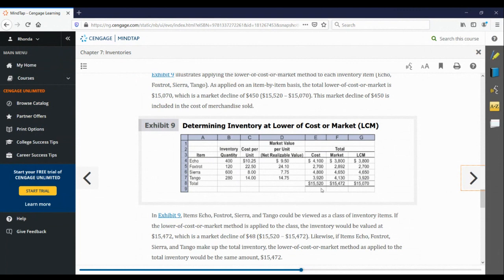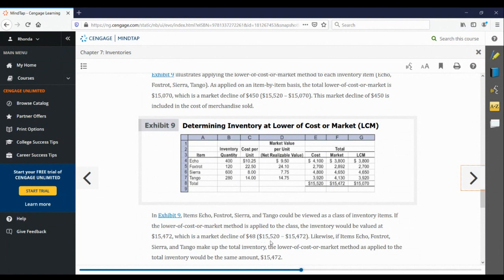And then we would compare the totals of both of these. So you can see that the market price, if we're comparing totals, is 15,472, which is lower than the cost. So we would simply subtract the two of these amounts and it will give us $48.